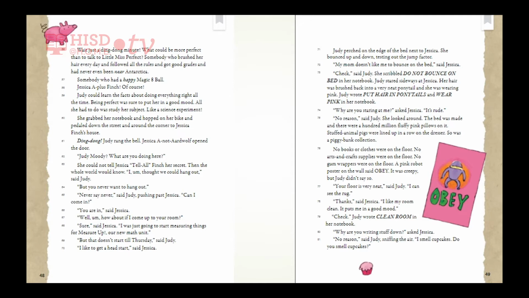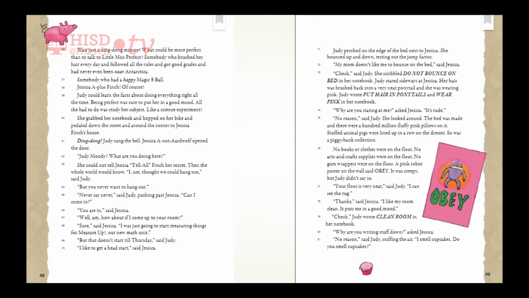Judy perched on the edge of the bed next to Jessica. She bounced up and down, testing out the jump factor. "My mom doesn't like me to bounce on the bed," said Jessica. "Check," said Judy. She scribbled "do not bounce on bed" in her notebook. Judy stared sideways at Jessica. Her hair was brushed back into a very neat ponytail and she was wearing pink. Judy wrote "put hair in ponytails and wear pink" in her notebook. "Why are you staring at me?" asked Jessica. "It's rude." "No reason," said Judy.